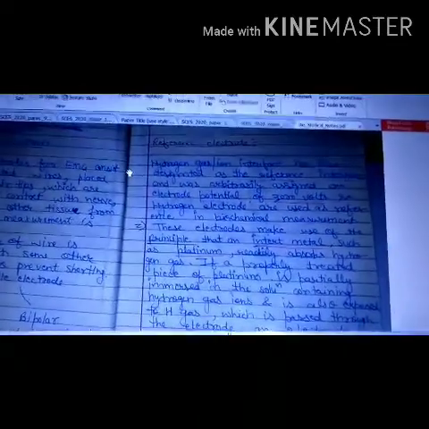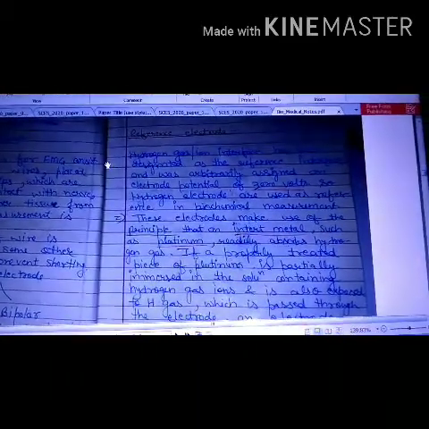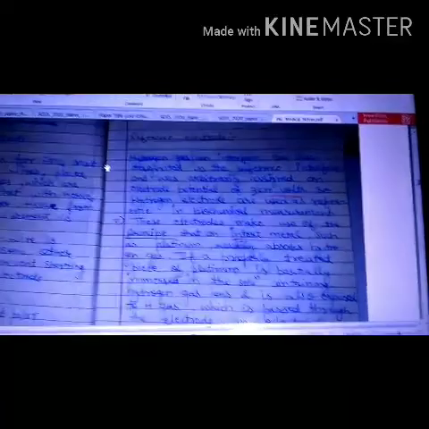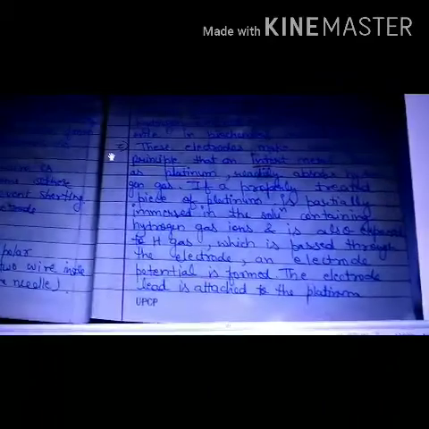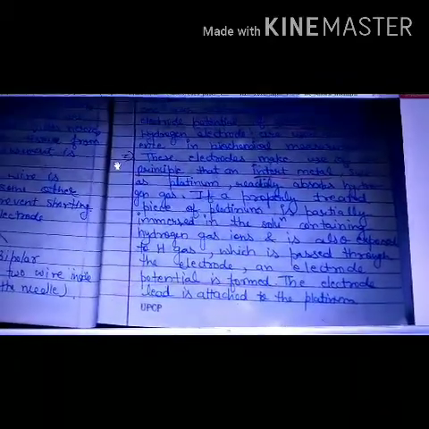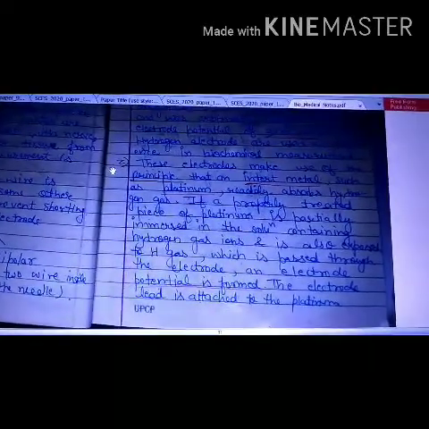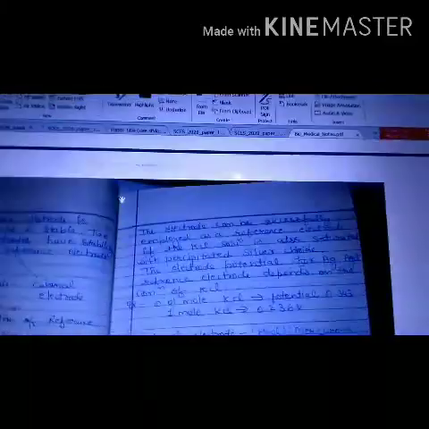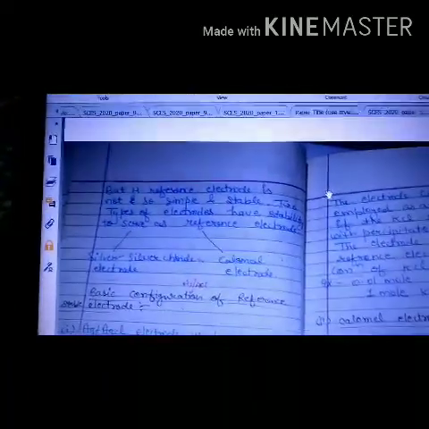These electrodes make use of the principle that an inert metal such as platinum readily absorbs hydrogen gas. If it is properly treated, a piece of platinum is partially immersed in a solution containing hydrogen ions, and is also exposed to H gas, which is passed through the electrode, and an electrode potential is formed. The electrode lead is attached to the platinum. But a hydrogen reference electrode is not so simple and stable. This is the basic disadvantage of this electrode.